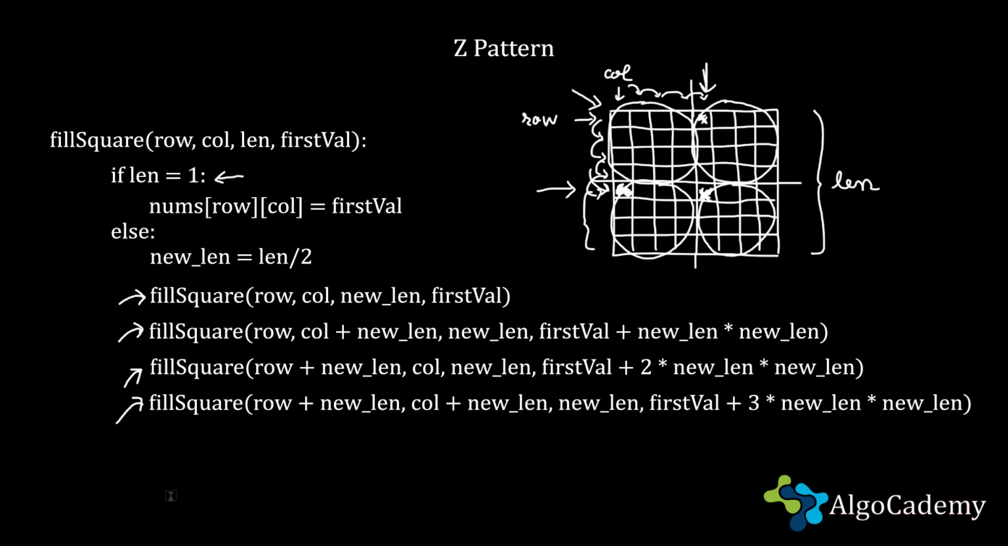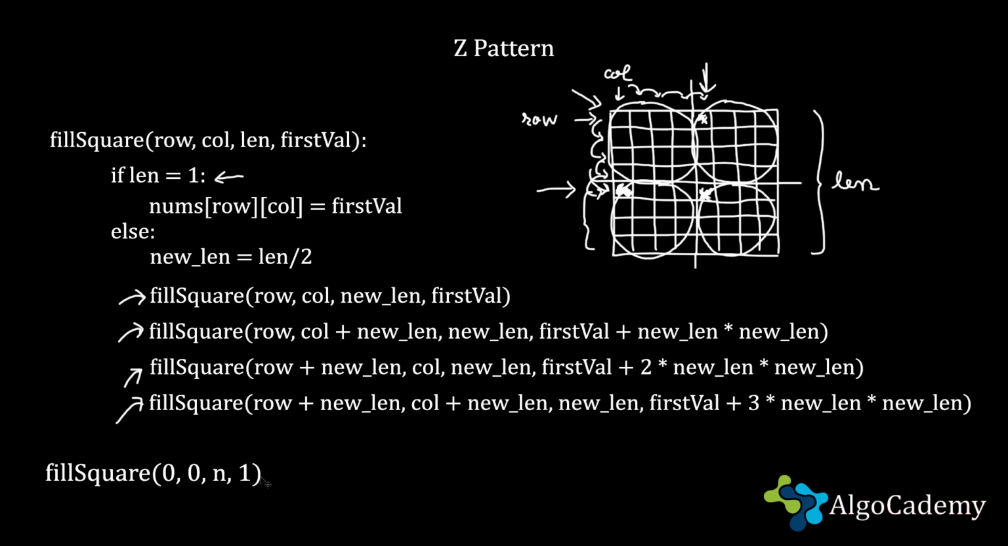Now, obviously, after having defined the function, what we have to do in order to solve this problem is just call it for our big square. And what we will do here is call fill square of 0, 0, n, and 1. And that's it, right? This function call is going to take care of everything and make sure that the whole square is filled with the right values.